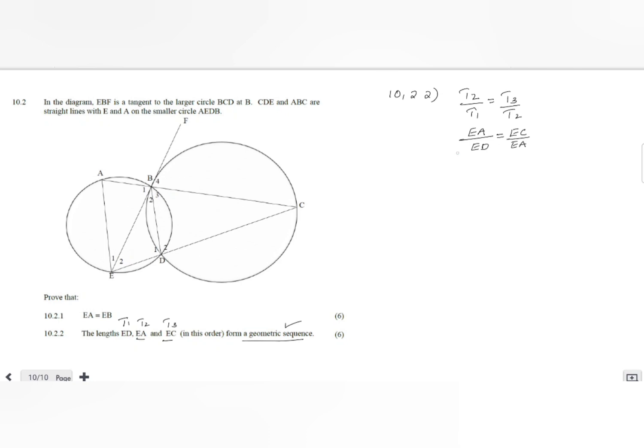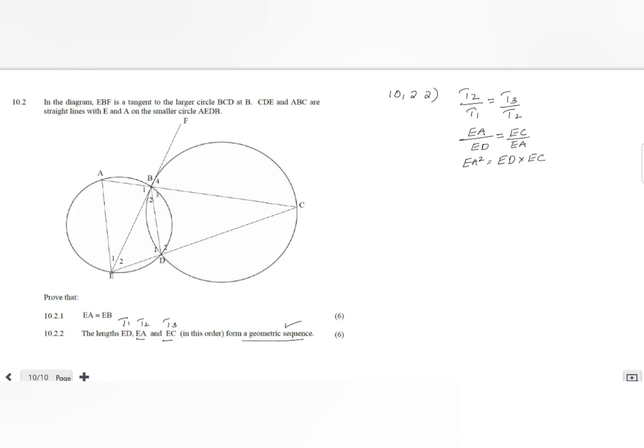Or you can even cross multiply. Instead of this one, you can prove like this: EA square is equal to ED times EC. Any one of these, either this one or this one, if you can prove, then we are done. All right, now how do you show that? Since they are talking about the sides, we need to look for two triangles and show that they are similar. And then after that, we can get the sides and just do it. Maybe you will get something like this.